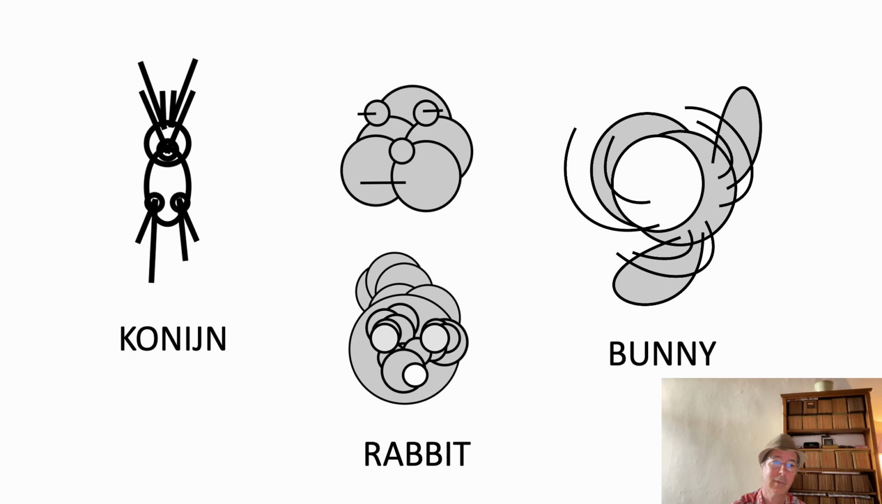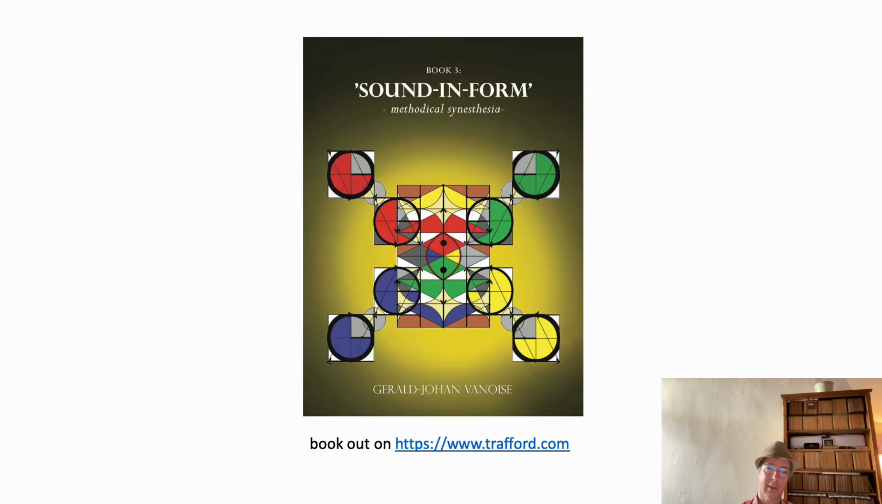So these are three different ways to look at the rabbit, bunny or KONIJN, and it's in the words that you can try to understand and learn them. When you express them well, you understand what the words really express. This was an example of my theory in practice, how you can learn it. I can learn more about what the words really mean by succeeding in changing the words into forms, a very controlled synesthesia. The book is still out. You can read it. It's called Sound Informed Methodical Synesthesia.